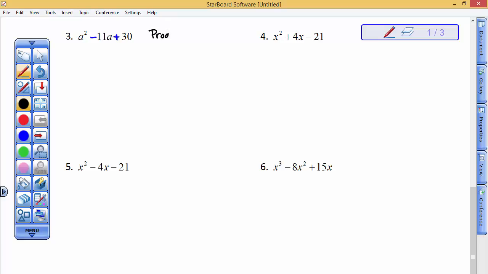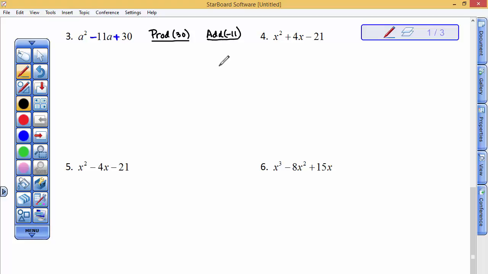So their signs have to be the same. They have to either be both positive numbers or both negative numbers. And I want those two numbers to add to be a negative 11. And if you can see them right away, like by chance are you thinking of 6 and 5?